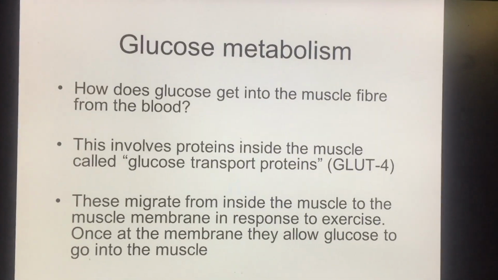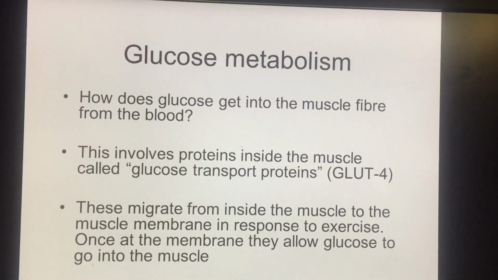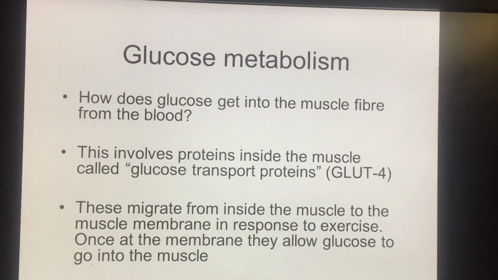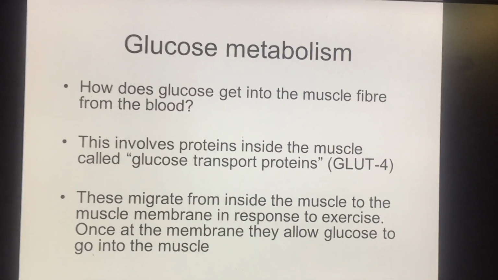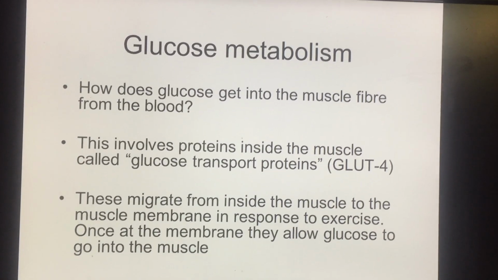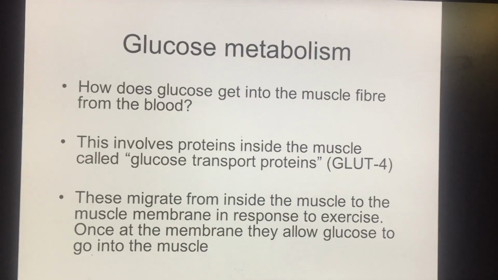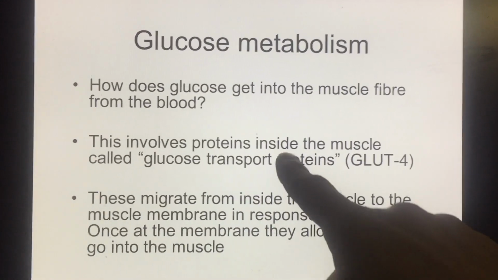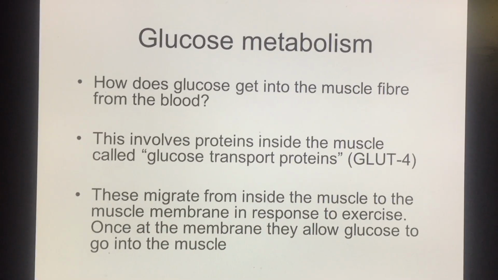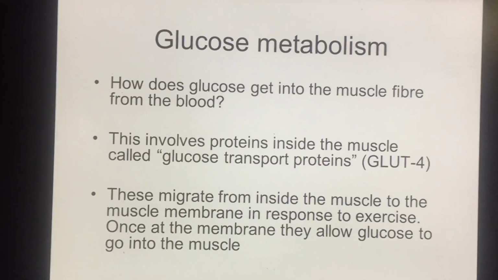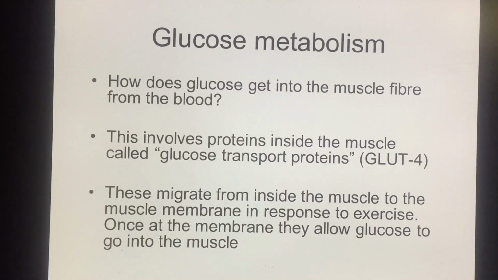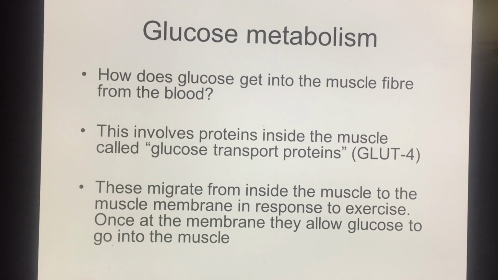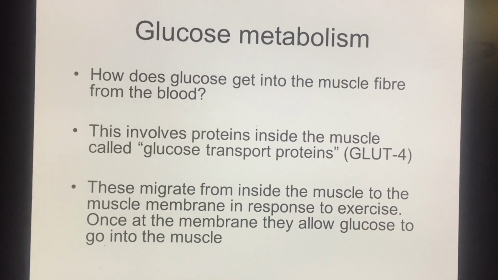I'm going to get into different aspects of glucose metabolism. So the first aspect involves glucose transport into the muscle fiber from the blood. So the question here is, how does glucose get into the muscle fiber from the blood? It involves a protein that acts as a glucose transporter. Conveniently, it's called a glucose transport protein. And the main one in your muscle is called GLUT4. So it just stands for glucose transport protein 4. These GLUT4 proteins migrate from the inside of the muscle to the muscle membrane in response to exercise. And this allows glucose to enter into the muscle.